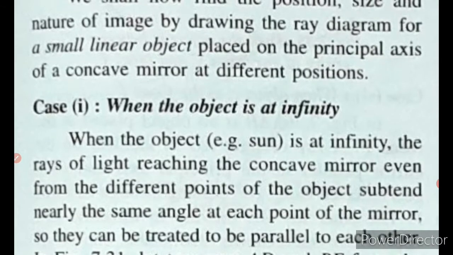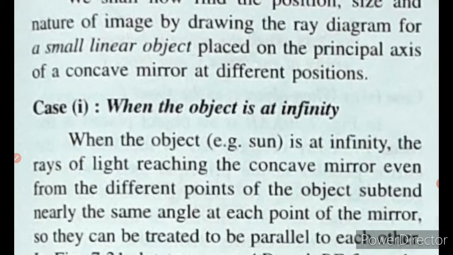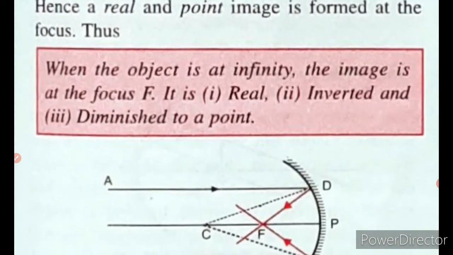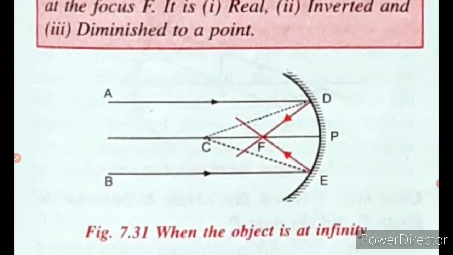So the rays coming from the object at infinity should be parallel, right, parallel rays. So let us go to the diagram part now. So here you can see the diagram. When the object is at infinity, we have taken 2 rays which are parallel to the principal axis, such that when they reflect, they are passing through the focus.